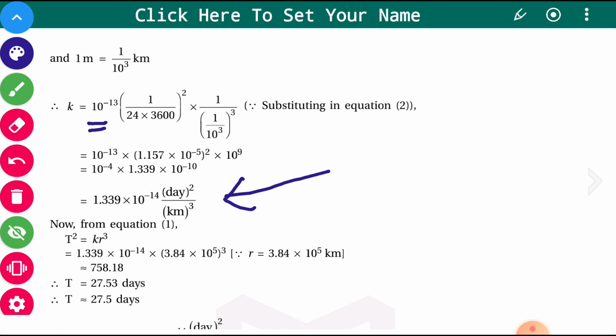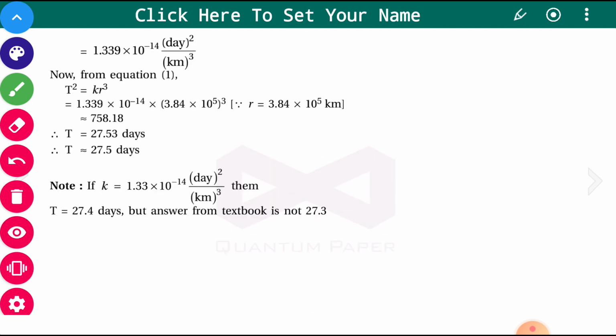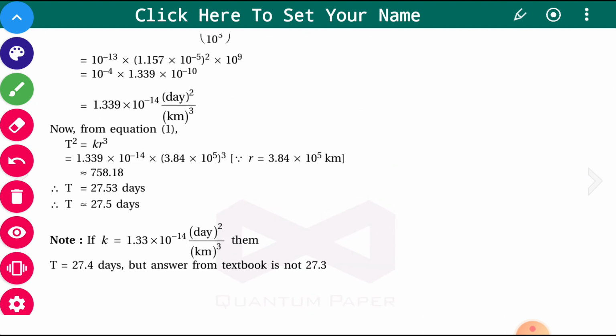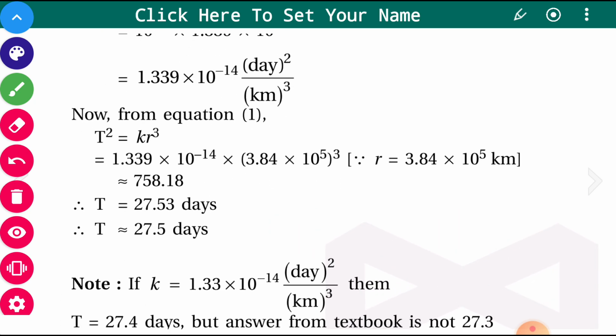Now the next part is given. The moon is at a distance 3.84 into 10 to the power 5 kilometer from the earth. Obtain its time period of revolution in days. Now we want to find the time period of revolution of the moon. So we know this is the formula, that is t square is proportional to r cube. So t square is equal to k r cube.